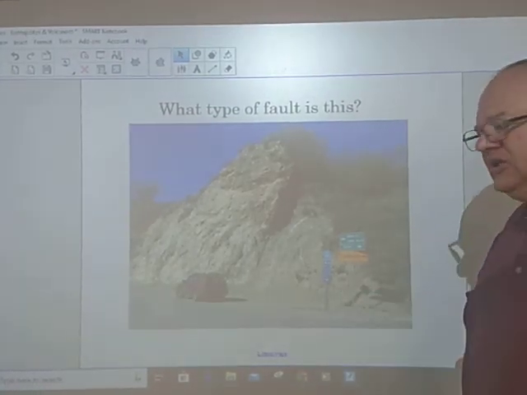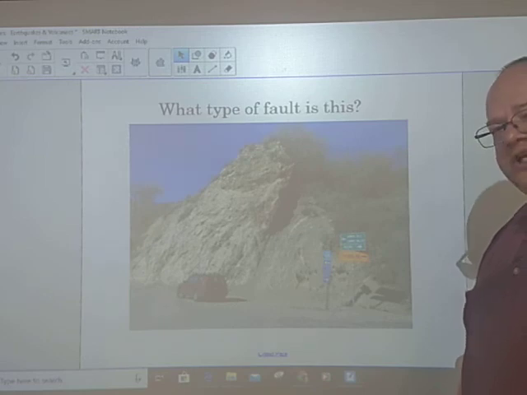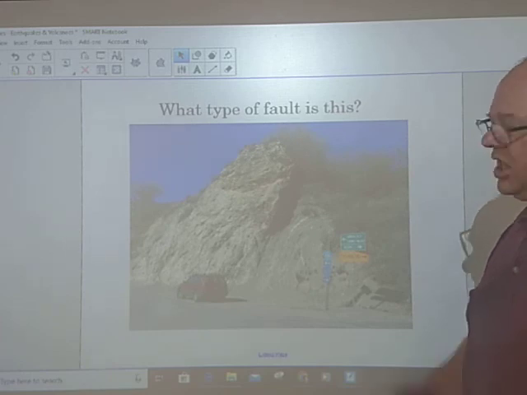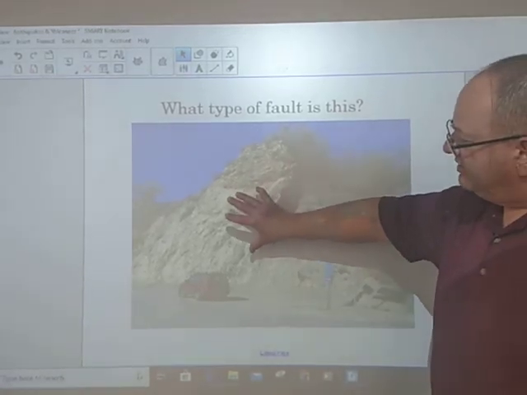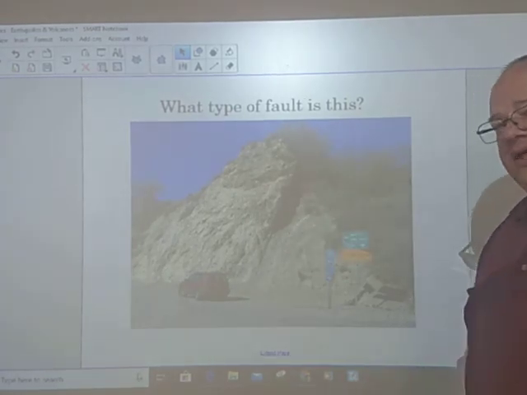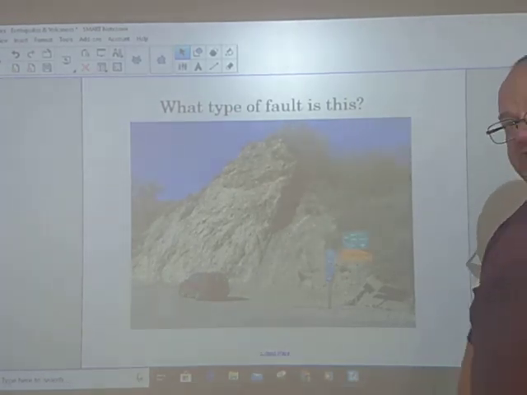This one, again, is a little bit harder to tell, but take a guess. To me, it looks like this part has been pushed upward relative to this part. I think that's an example of a reverse fault.